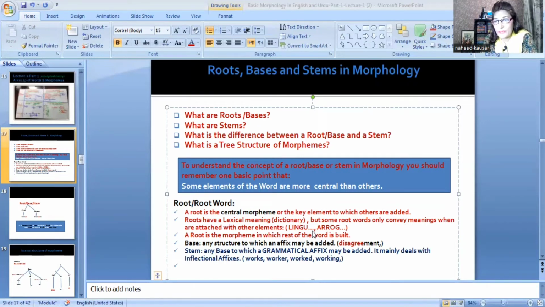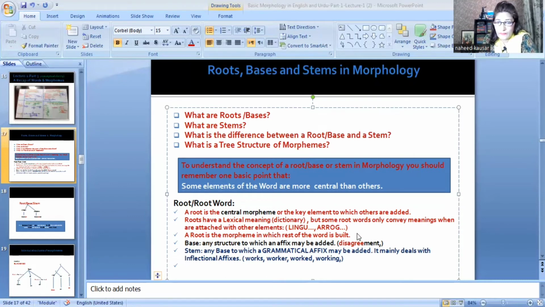Linguistics. Similarly, arrog, ARROG, we can add the further components, like arrogance or arrogant, right? So there are the root words. They have their own meanings, but once they are attached to some other components, or other components get attached to these, they become the lexical elements and they give the meanings. A root is the morpheme on which the rest of the word is built.